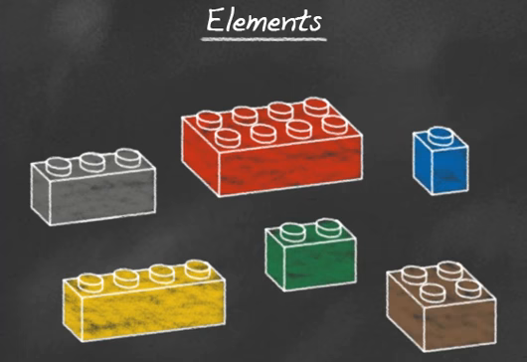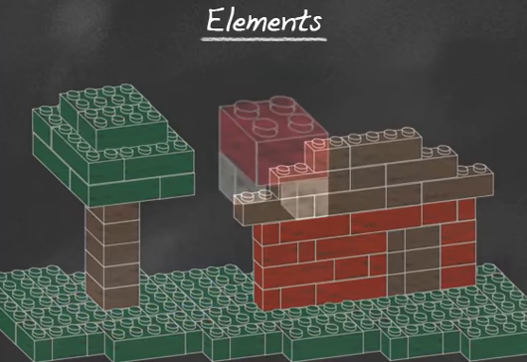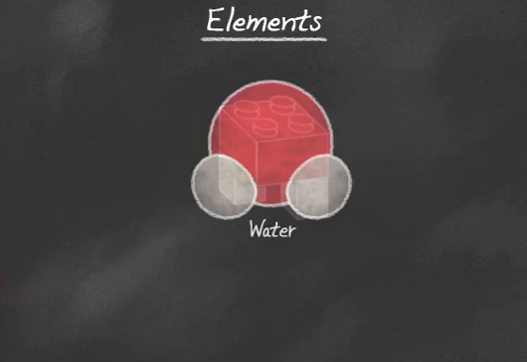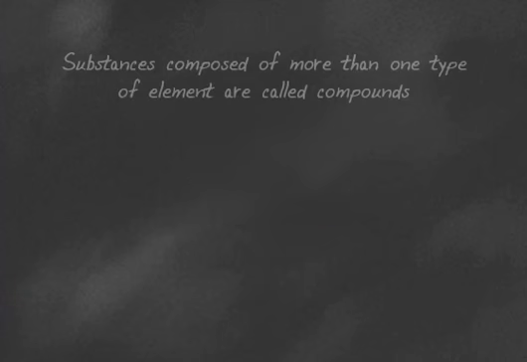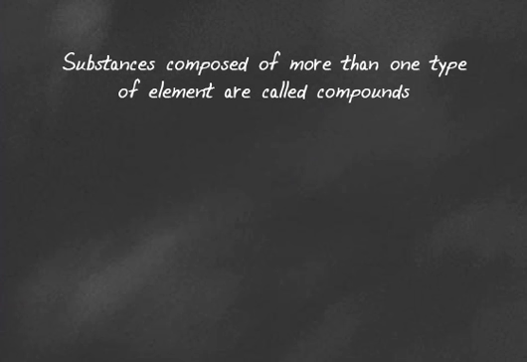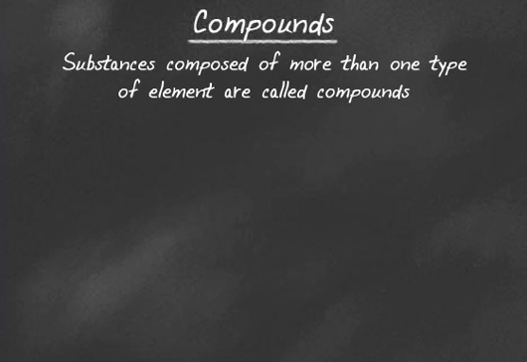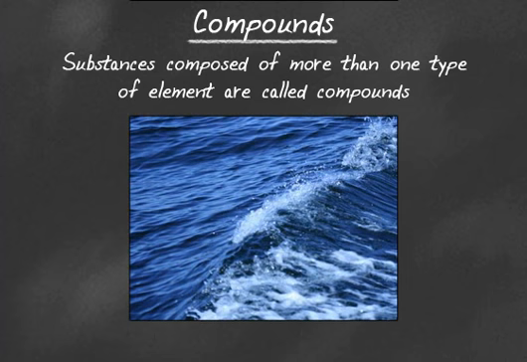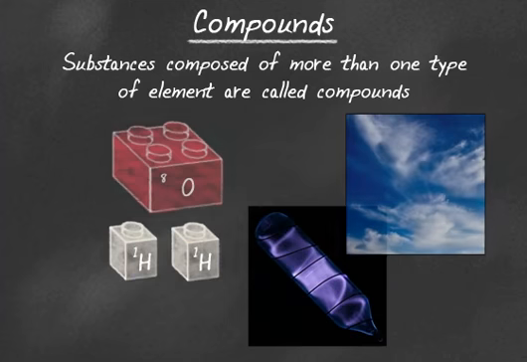Just as different types of Lego bricks combine to form different structures, different types of elements combine to form different structural units. Substances that are composed of more than one type of element are called compounds. Most of the materials we come in contact with are classified as compounds. For example, water is a compound that is formed from the elements hydrogen and oxygen.